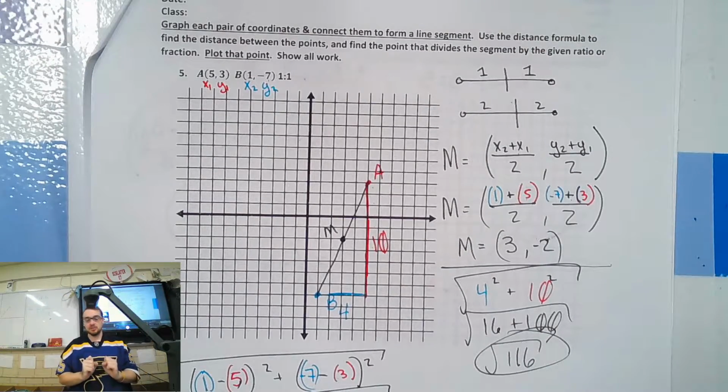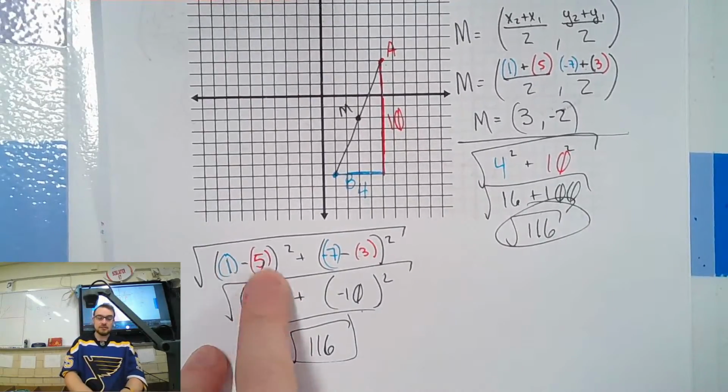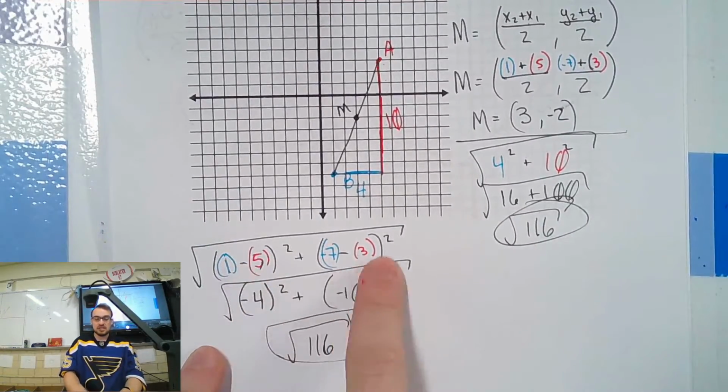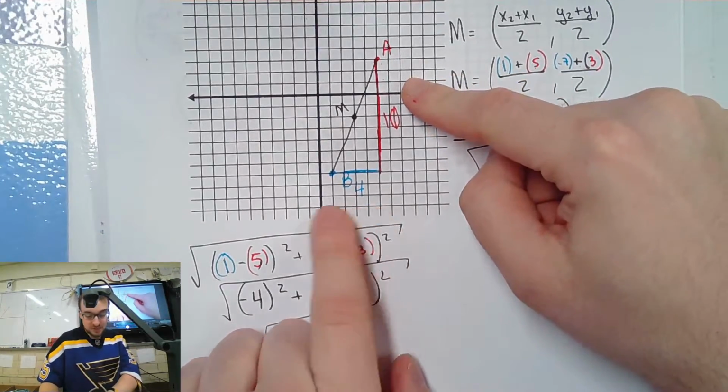Then, we need to find the distance. Well, you could do the distance formula and plug in your coordinates. Remember, what does this stand for? Horizontal distance. What does this stand for? Vertical distance. Well, I know the horizontal and vertical distance. It's right there.